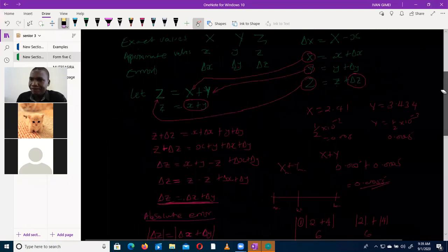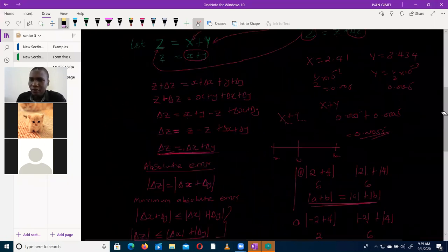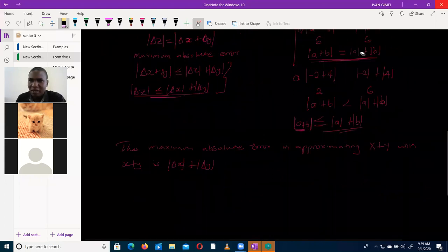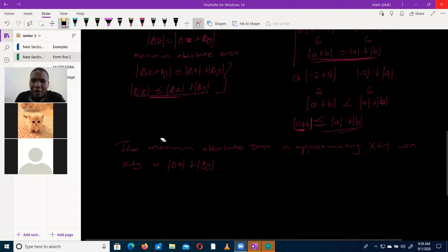Next, after finding the maximum absolute error, they'll ask you to find. So please can you repeat the conclusion? Somebody saying, repeat the conclusion. So the conclusion is, we are saying the maximum absolute error in approximating X plus Y with small x and small y is this. So let's go back to the introduction. The introduction we had here.